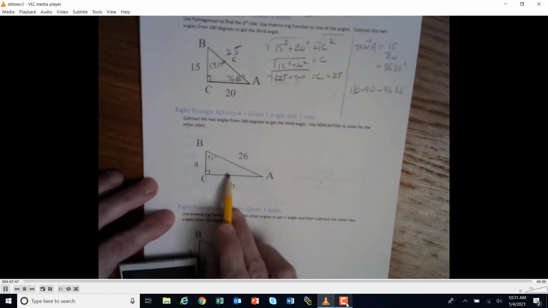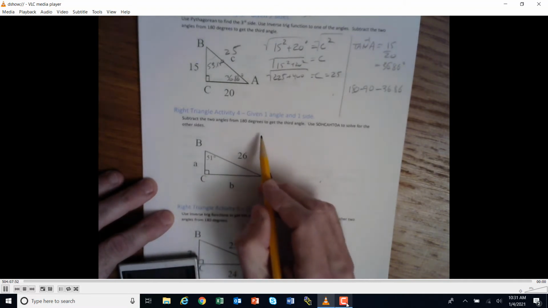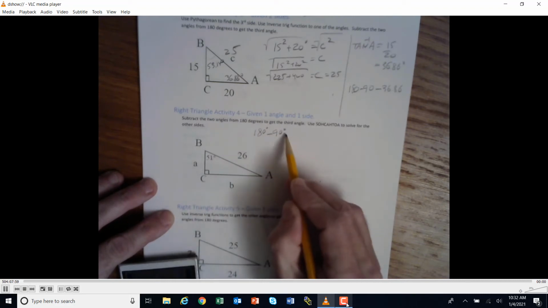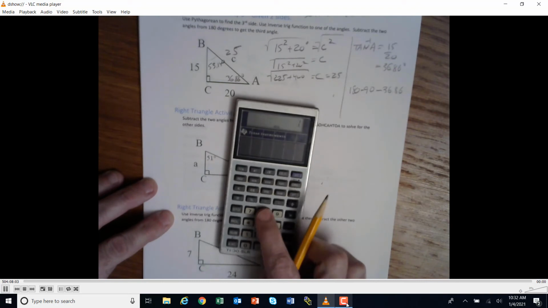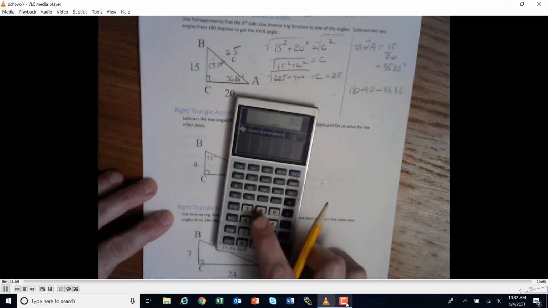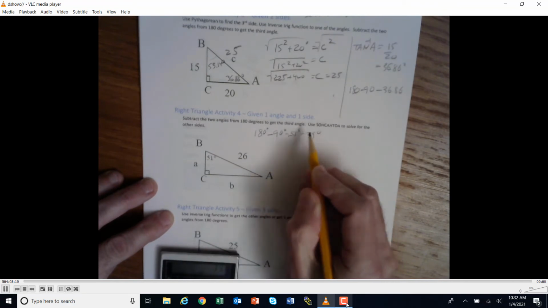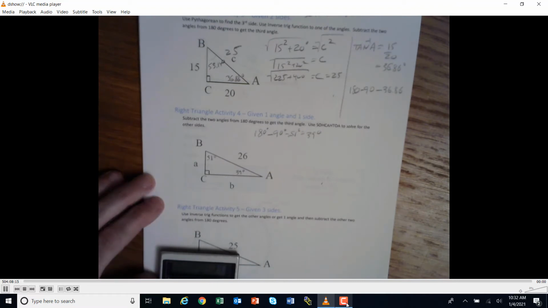Okay, let's do another one here. Subtract the two sides. Looking at this right here, the thing that really jumps out to me is that we can get this other angle just by subtracting from 180 for all of these. So we subtract the 90 and we subtract the 51 degrees. 180 minus 90 minus 51 gives us 39 degrees. So here's my 39 degrees here. And now I need to get one of the sides.